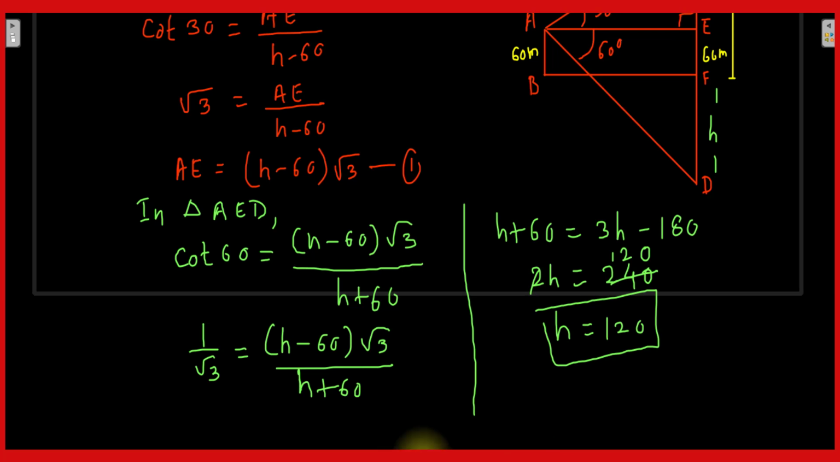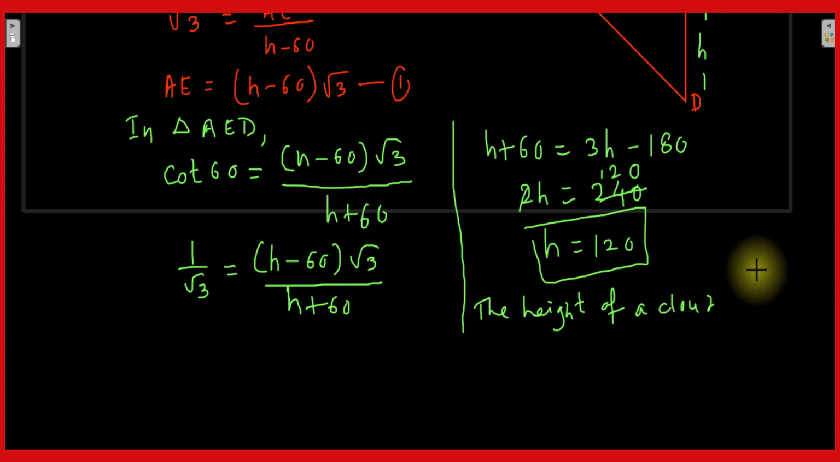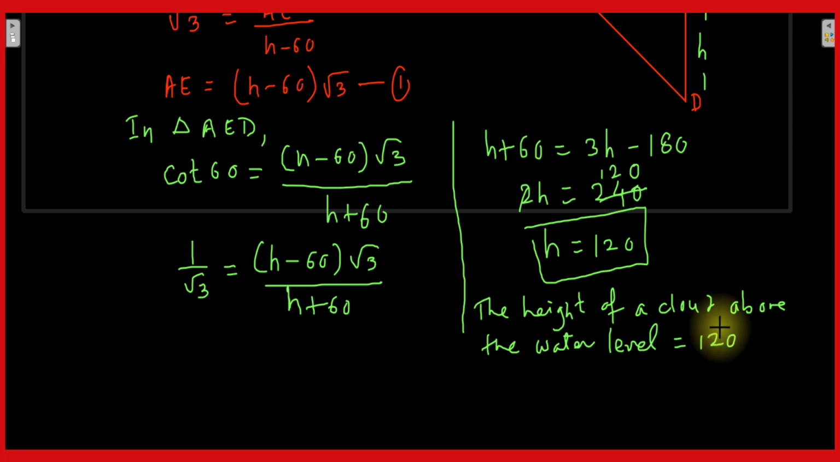So write the answer at the end. The height of a cloud above the water level is equal to 120 meter. So this is the answer, that the height of the cloud above the water level is 120 meter. Now let us move to the next question.